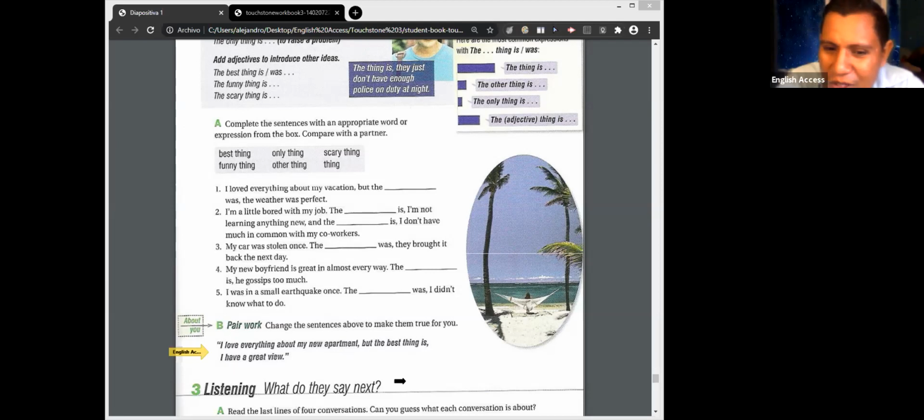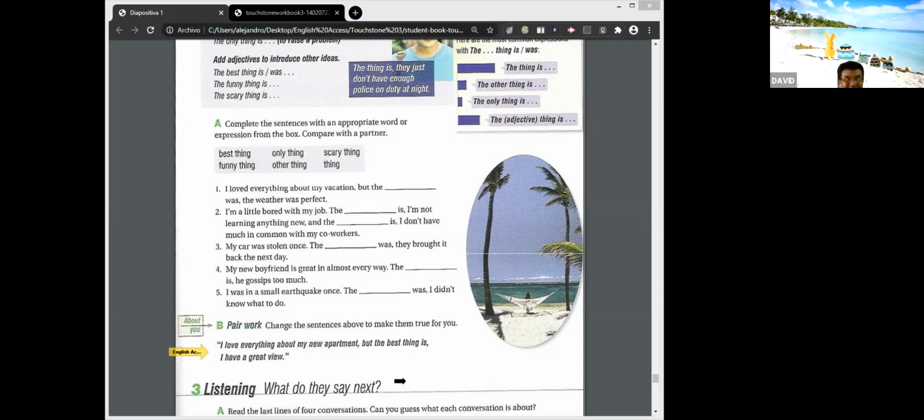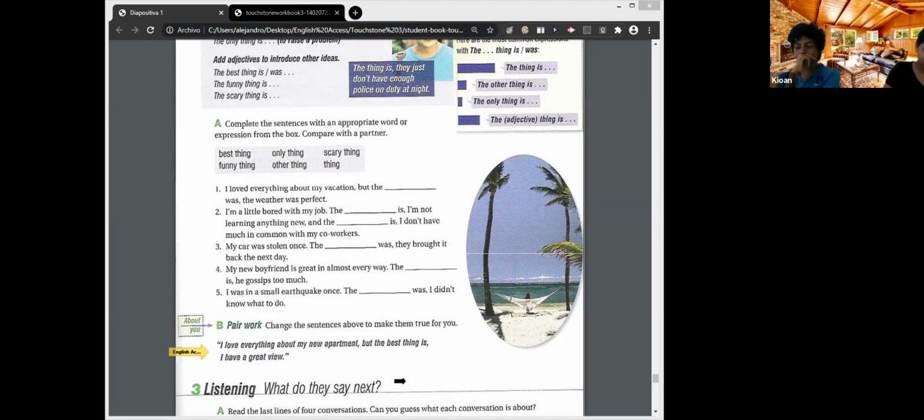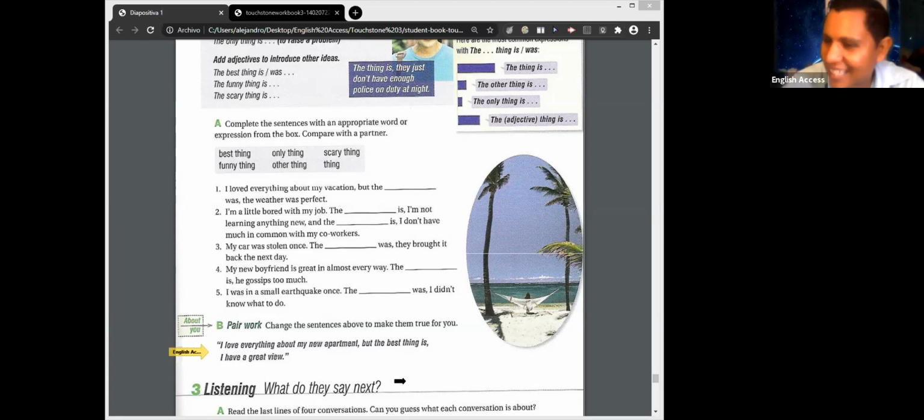But omit number 4 because your father is here. Oh my God. I love everything about my vacation. But the best thing is that I don't have to go out. Okay, all right, excellent, thank you. Very good. Marquito, come on.